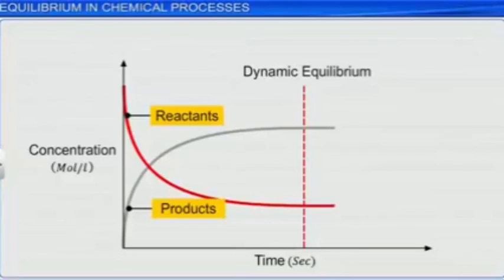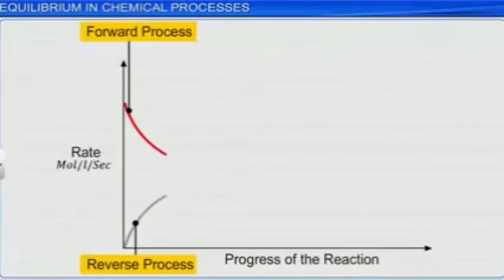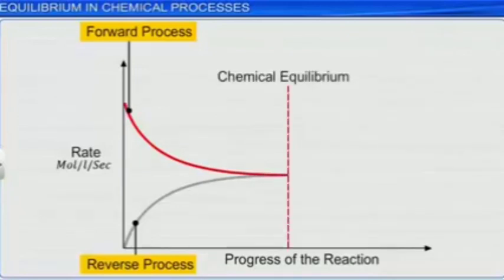We can graphically represent the dynamic or chemical equilibrium as the forward reaction starting at a higher rate and the reverse process starting at zero rate, coming together to reach an equilibrium point. Hence, when a reversible reaction is carried out in a closed vessel, a state is reached when the rate of forward reaction becomes equal to the rate of backward reaction. This state is known as chemical equilibrium.